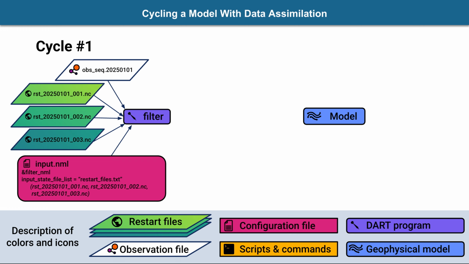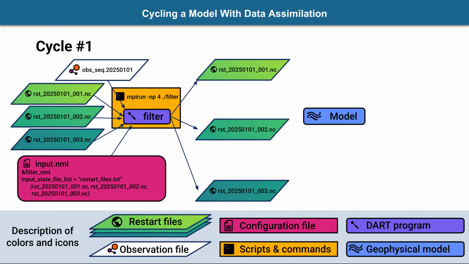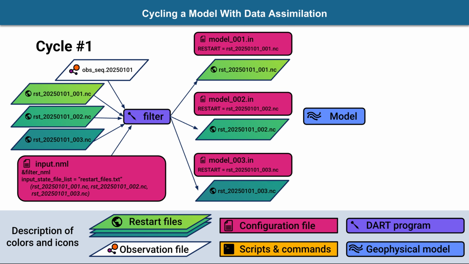These files are input into filter, and a batch job is submitted that runs filter using MPI. And after the data has been assimilated, an ensemble of restart files is output by filter containing the new model states after the assimilation has been performed, and then the filter job completes. Since there are now an ensemble of restart files that need to be input into the geophysical model, this workflow now has multiple model.in files that reference each of the restart files in the ensemble.